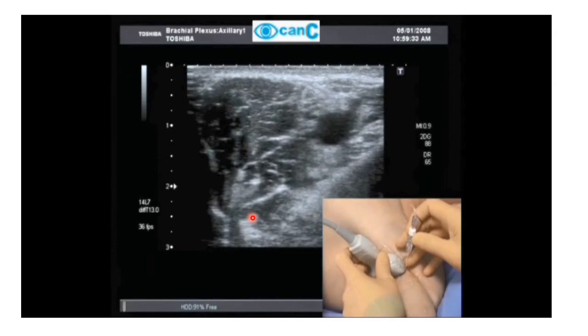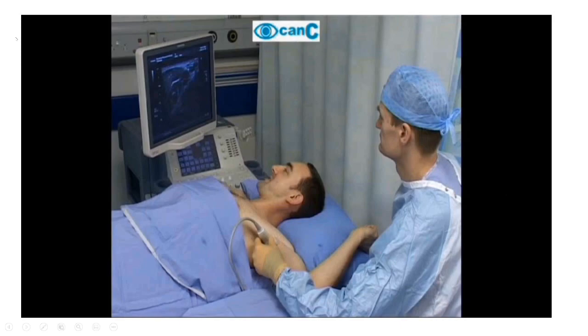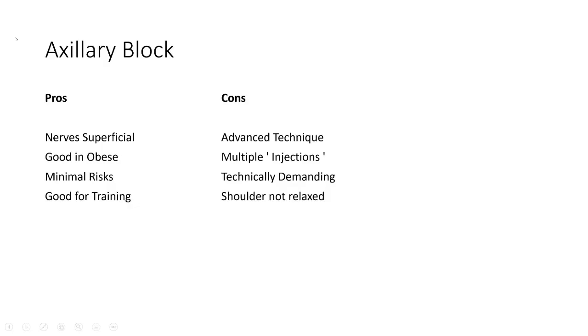So the axillary block has many advantages. The nerves are quite superficial. It's a good block to do in slightly high BMI patients. The risks are minimal. The major risk is of vascular puncture, but there are no important structures like you will find in the neck.